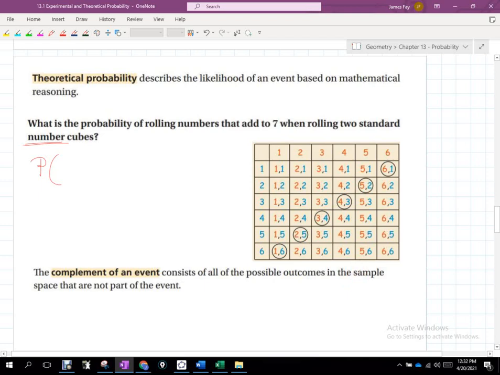Because that's obviously a gambling situation, I guess. So instead of calling them dice, because that goes back to gambling, they call them number cubes, but it's a dice. So we want to add to 7.